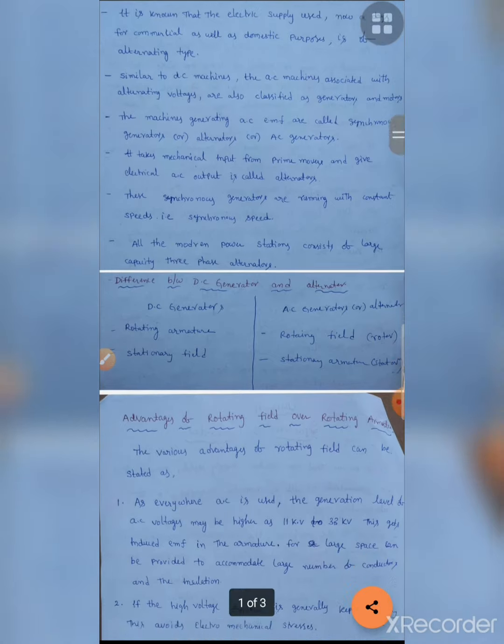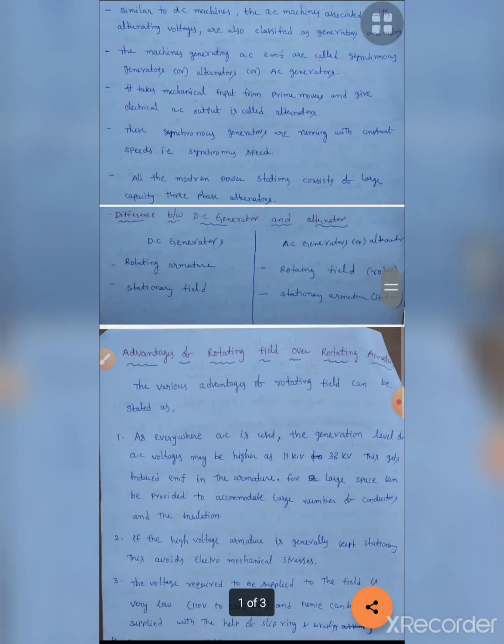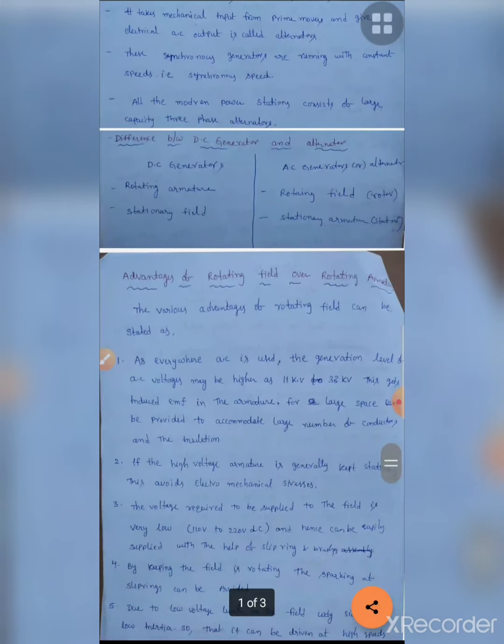Next, let's see what is the difference between the DC generator and the alternator. A DC generator consists of a rotating armature. An AC generator consists of a rotating field, which is known as the rotor. DC generators have a stationary field. The AC generators have a stationary armature, which is called the stator.